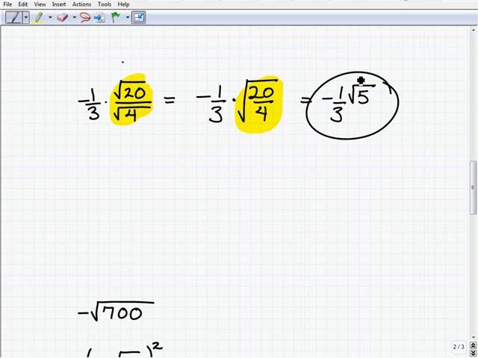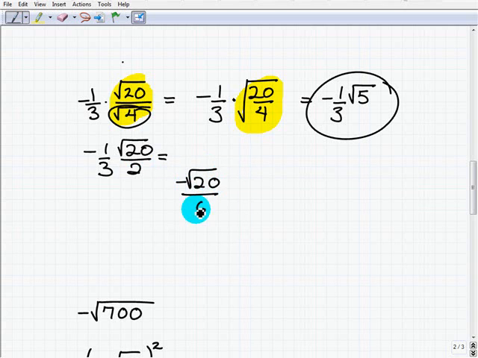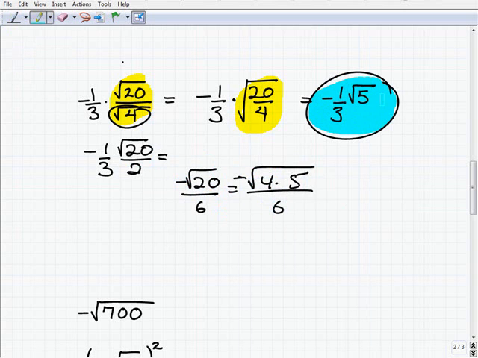So this is the same thing as negative 1/3 times the square root of 5, and I'm done. You could have also done this, negative 1/3 times the square root of 20 over the square root of 4, which is 2. Then you would have had negative 20 over 6, and then what you have to do with this 20, there's a 4 times 5, a perfect square, and you have to take that perfect square out. But you can see here, in my opinion, the way I approach the problem is a much simpler, cleaner way.